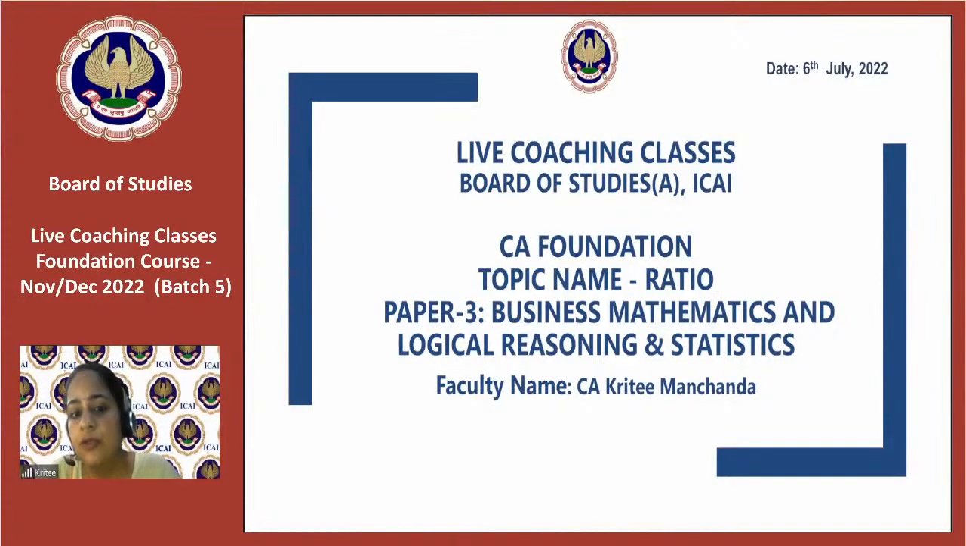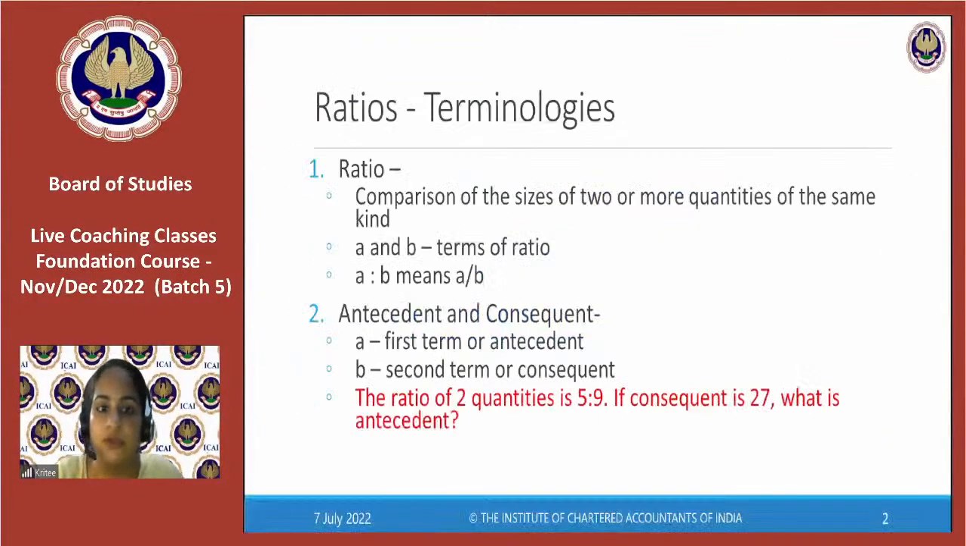If you say there is this chocolate, I want half of it, and your friend or your sibling wants the other half, that's like we are dividing it into some ratio. So once we divide a particular thing or amount or number into several different parts, that forms the ratio. Ratio is nothing but the comparison of the sizes of two or more quantities of the same kind.